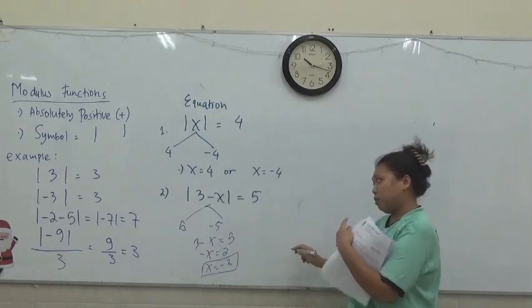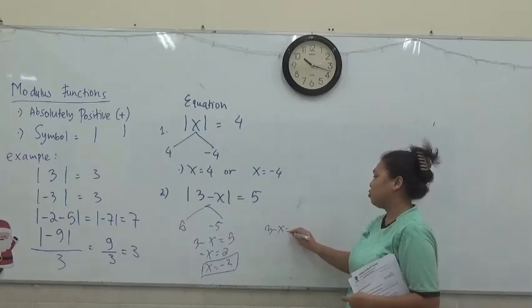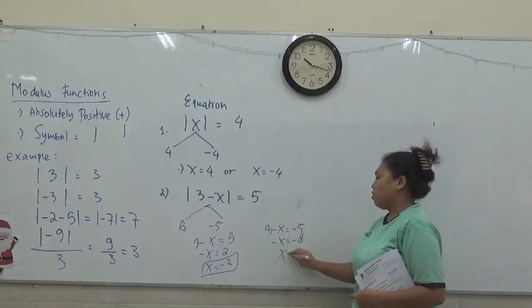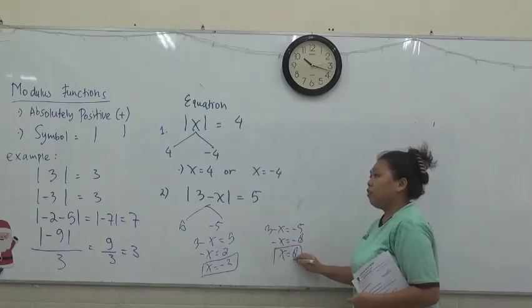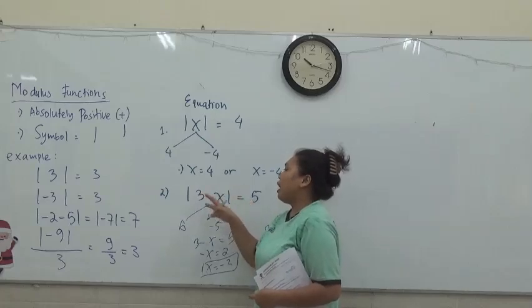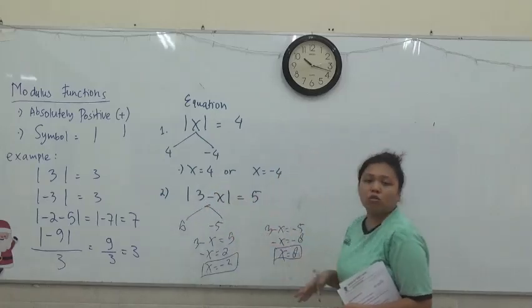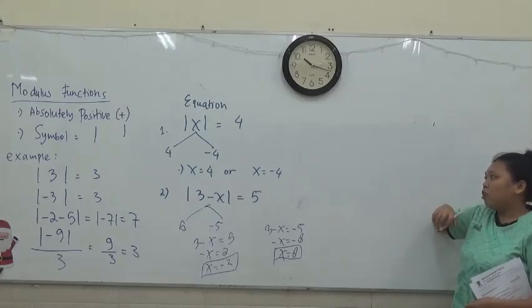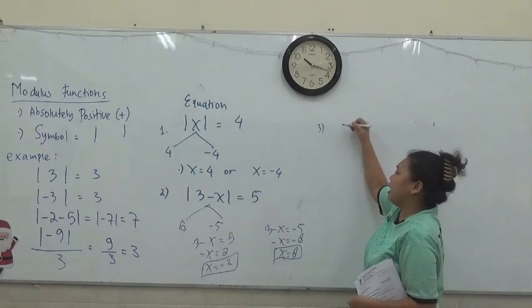You go to the second possible value: 3 minus x equals negative 5, so negative x equals negative 8, x equals positive 8. So now you have already collected two possible values of x, so that the absolute value of 3 minus x equals 5. Is it okay? Is it understood?